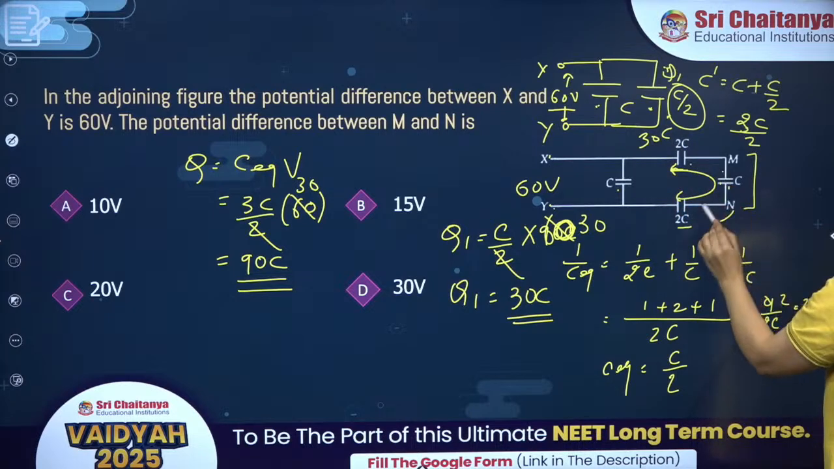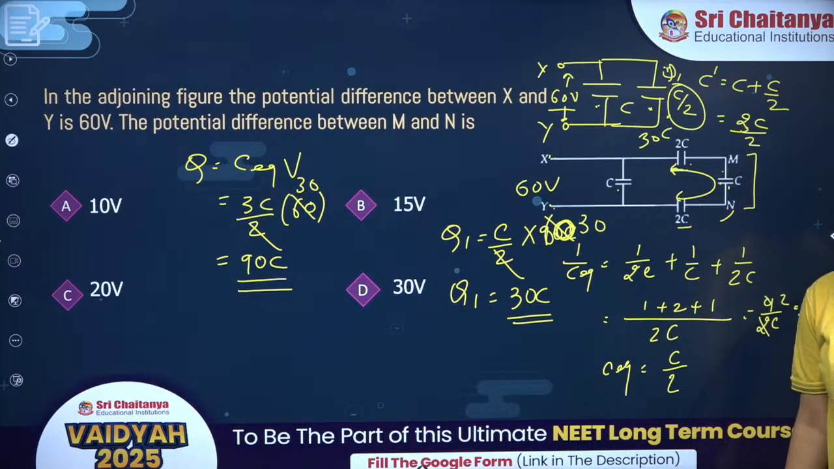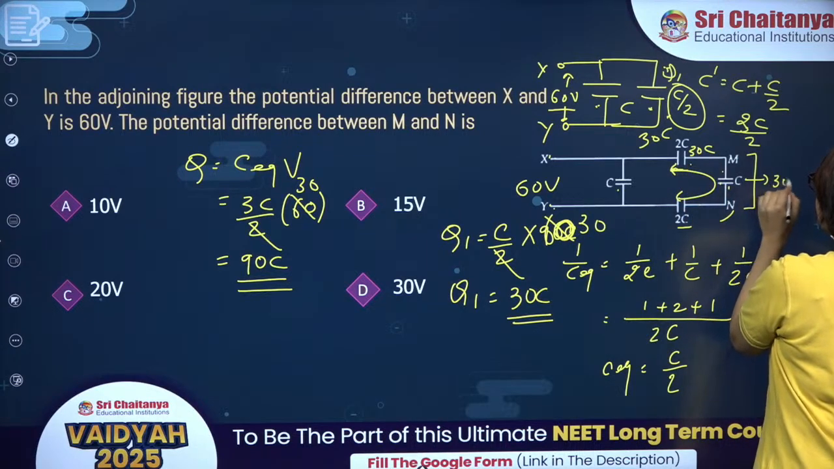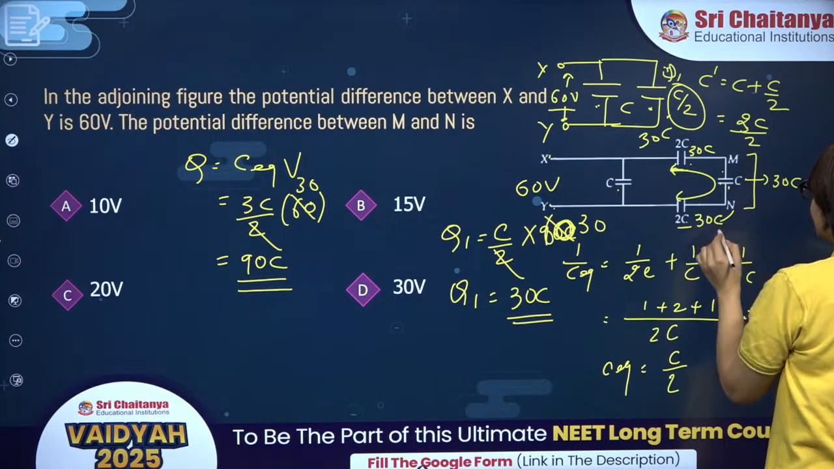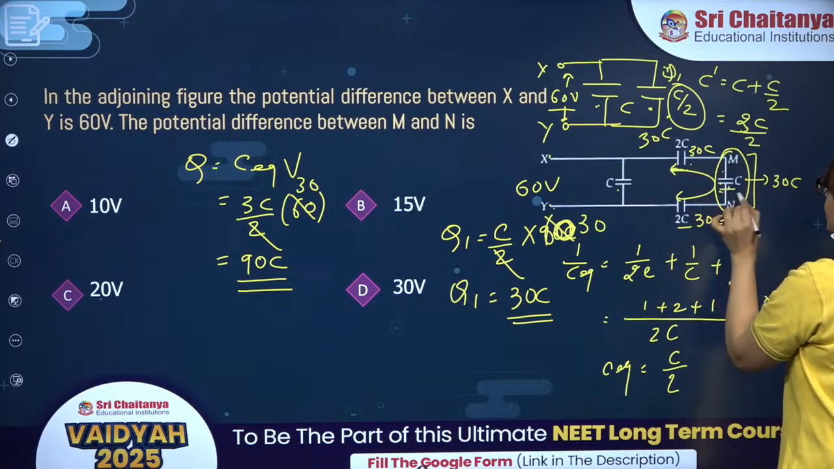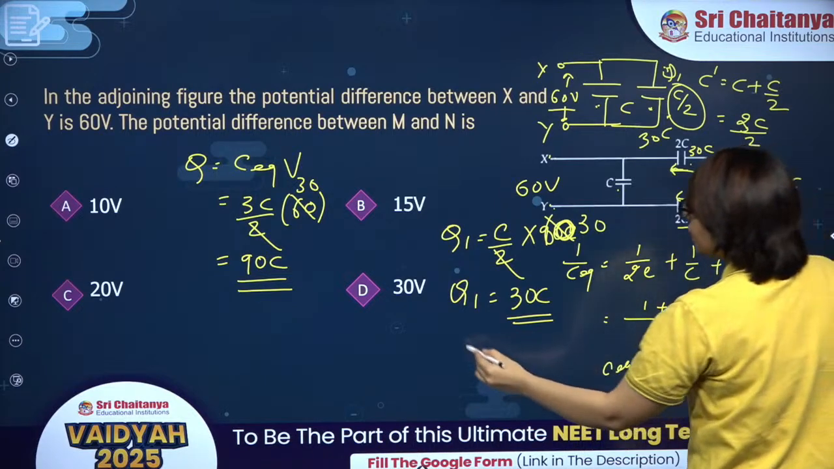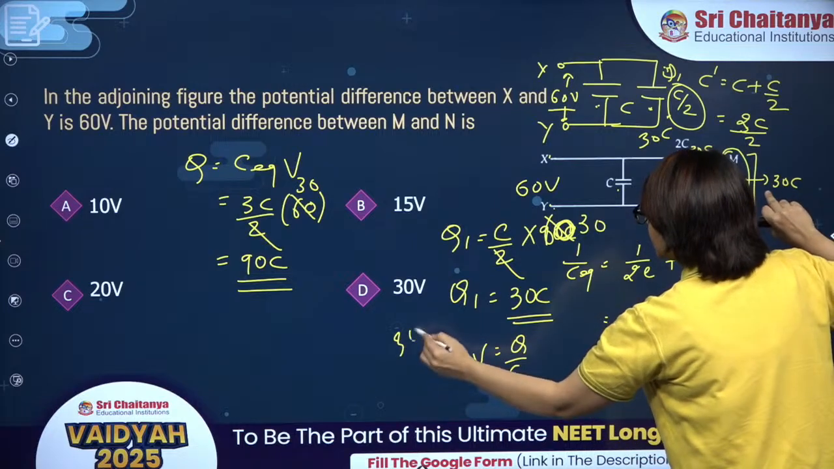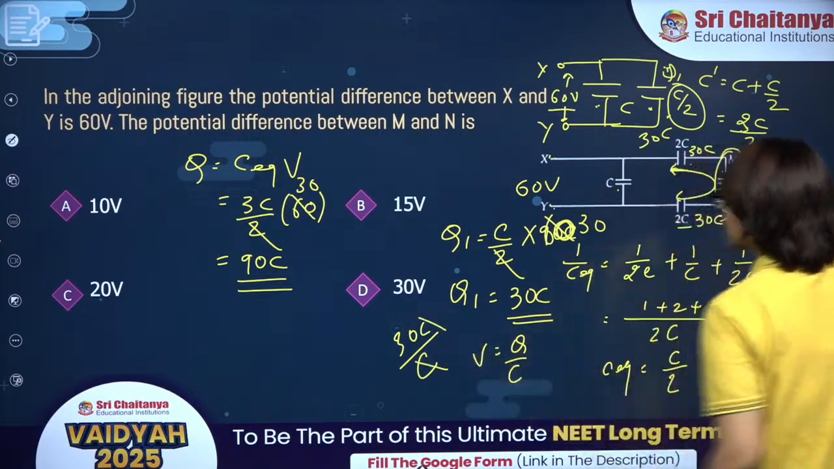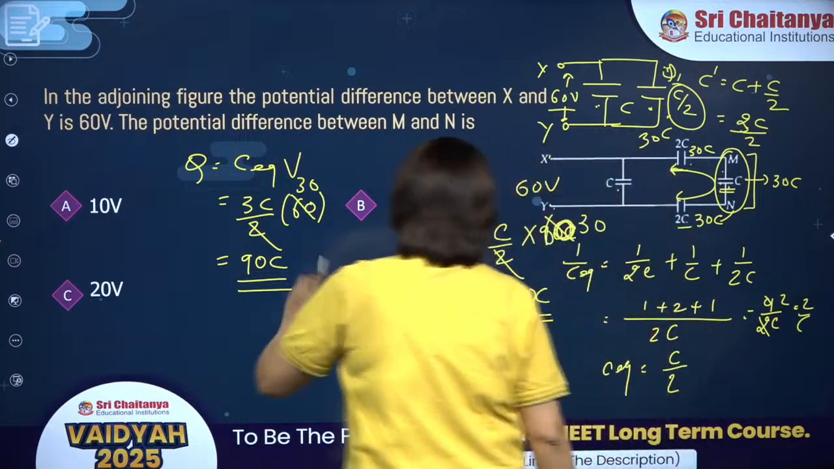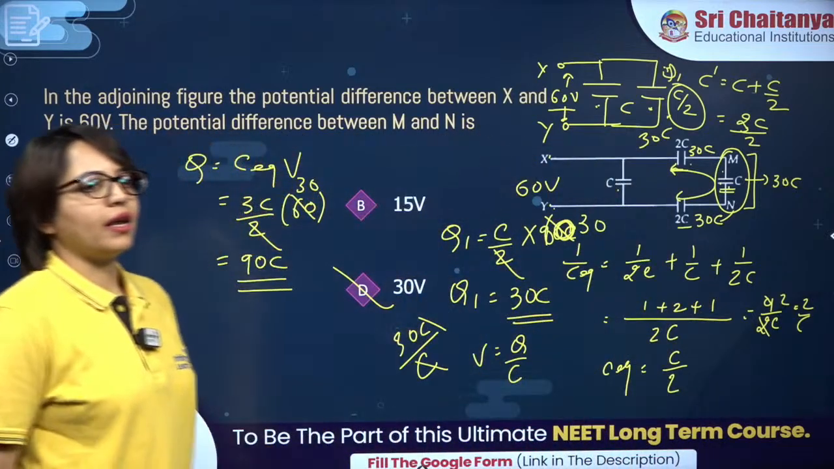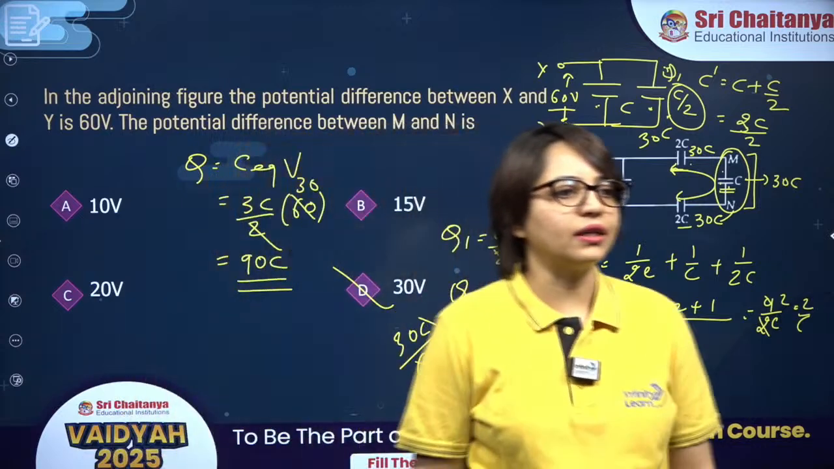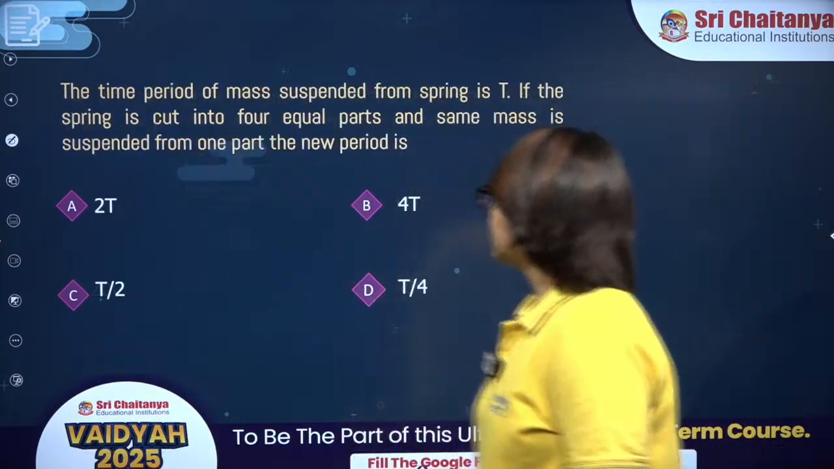Each and every capacitor in series will receive the same charge, right? So this will be 30C, this will be 30C, and this will be 30C. We have to find the potential drop across this capacitor. So V will be Q upon C. Q on this one is 30C, divided by C, C cancels. So we have 30 volt as the potential drop between M and N. Well done everyone. Let's move on to the next one.